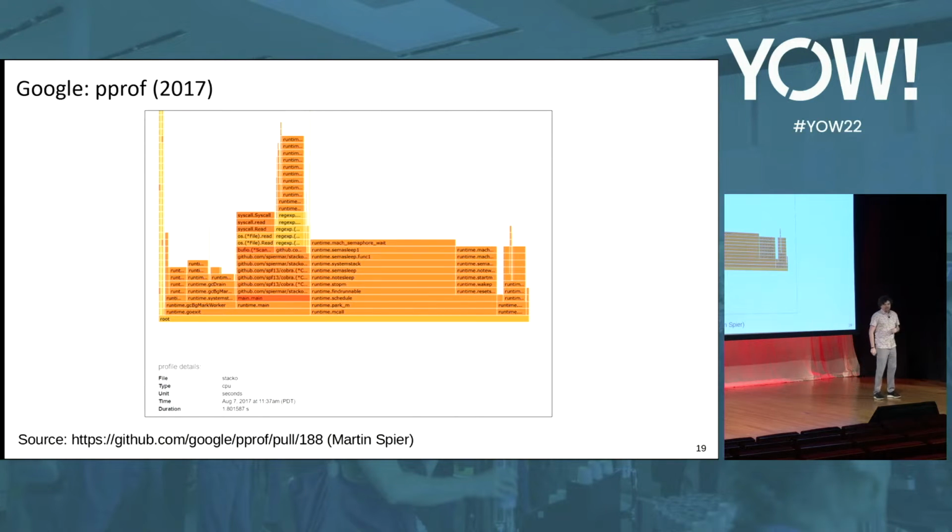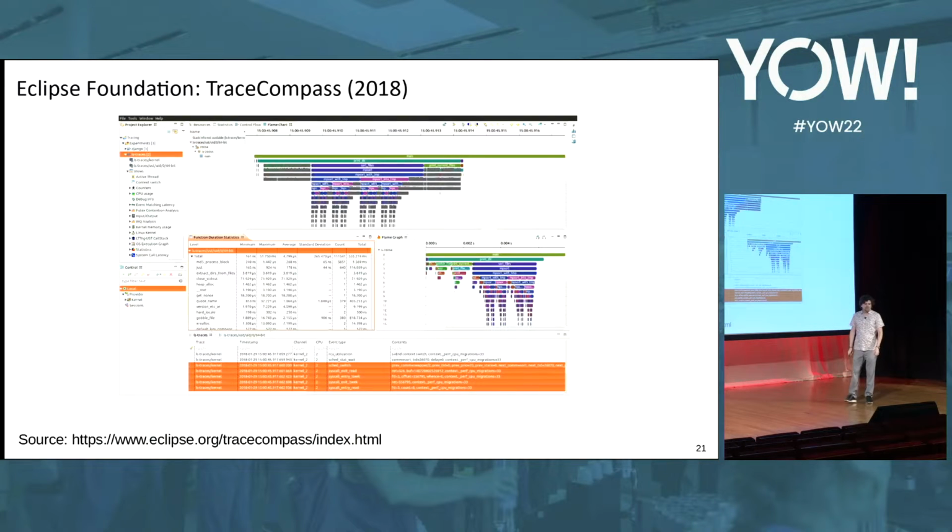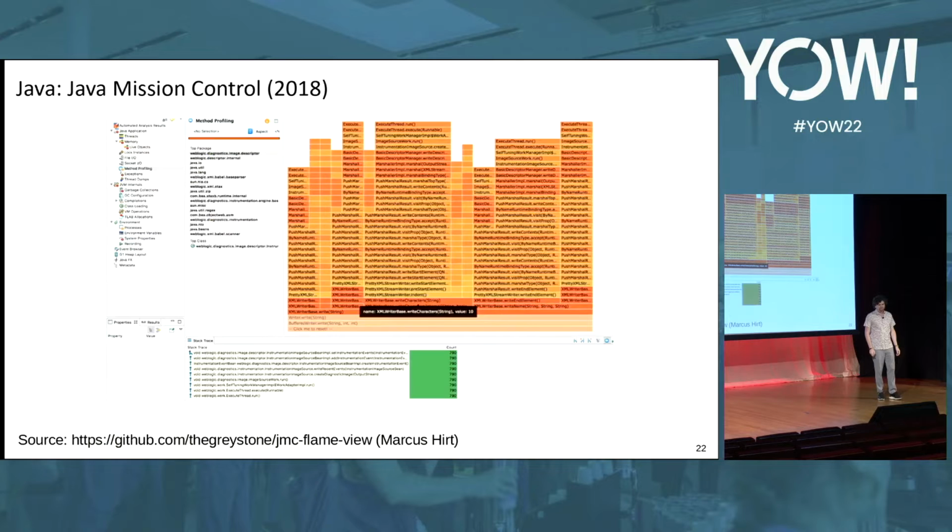Google, Martin, my colleague from Netflix, got it into pprof, which is used by a lot of things. There's a great one by Milian Wolf for Linux called Hotspot, which does off-CPU flame graphs, and it also lets you look at the disassembly from the flame graph. The Eclipse Foundation Trace Compass is this old analyzer that does a lot of things, and it's included flame graphs, so it's like a do-everything performance analysis tool. It's in Java Mission Control.